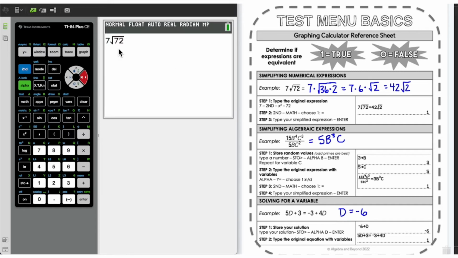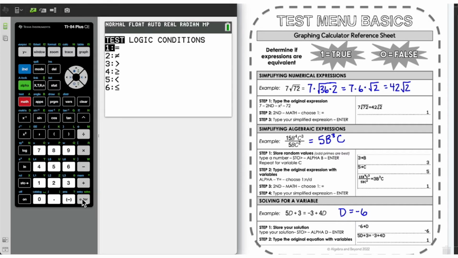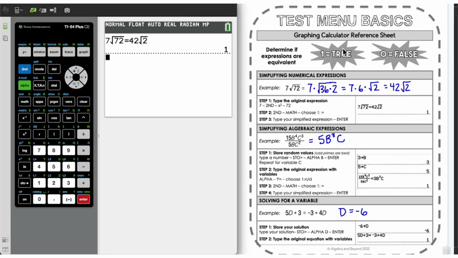So you're going to start with putting in the original expression. Then you need to go to choosing the second button, math. We want to find our equal sign. And then we'll put in the simplified expression that we came up with. So if I simplified it, I had it as the answer 42 square root 2. And when I click enter, if I get the number 1, I know that it's true. If I would have gotten 0, I would have known that my simplification was incorrect. This is extremely helpful for students to, again, help check their work.